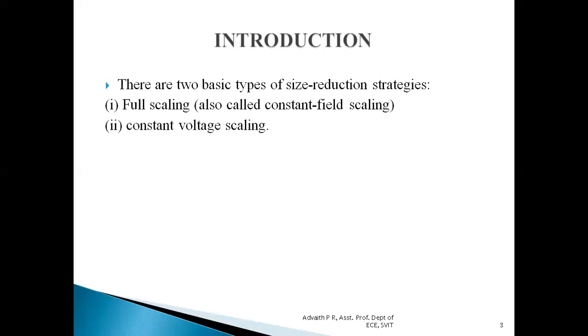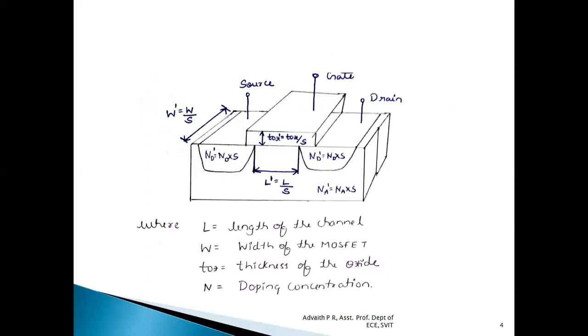Let us have a look at the basic structure of a MOSFET, which consists of 3 terminals: gate terminal, source terminal, as well as drain terminal. Let us consider L to be the length of the channel, W to be the width of the channel, TOX to be the thickness of the oxide, and N to be the doping level concentration of the substrate and drain as well as source.